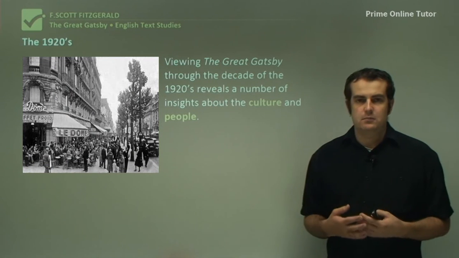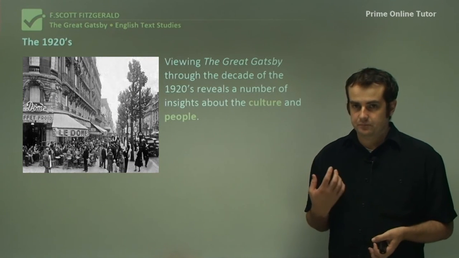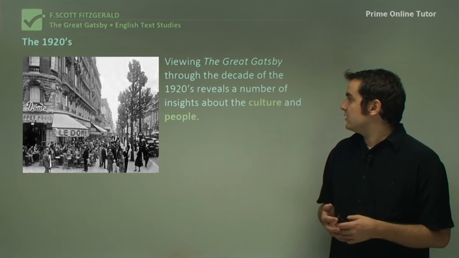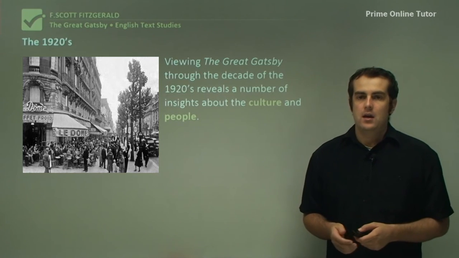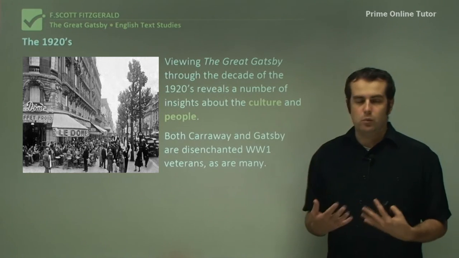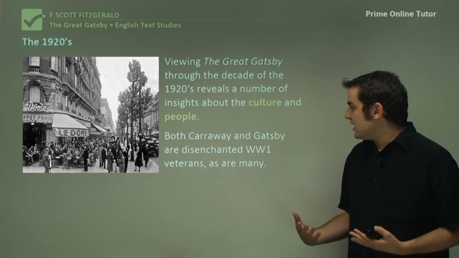And it is, as I said before, representative of the 1920s, and certainly it reveals a number of insights about the culture and the people of the time. And certainly it reveals a lot about the World War I veterans, for instance, and they're both disenchanted.